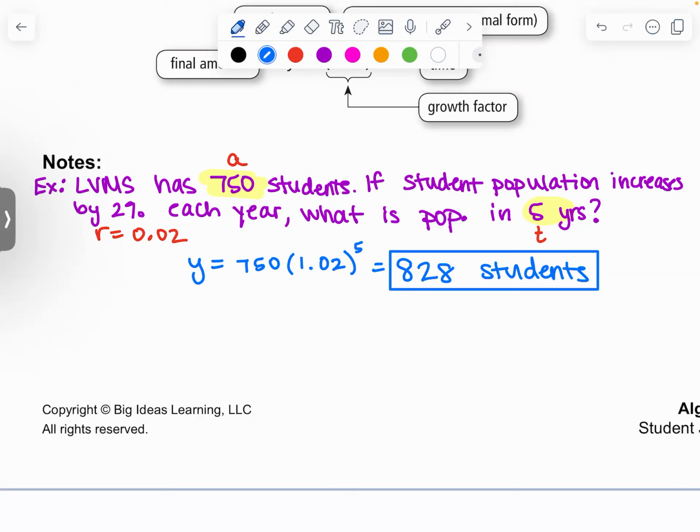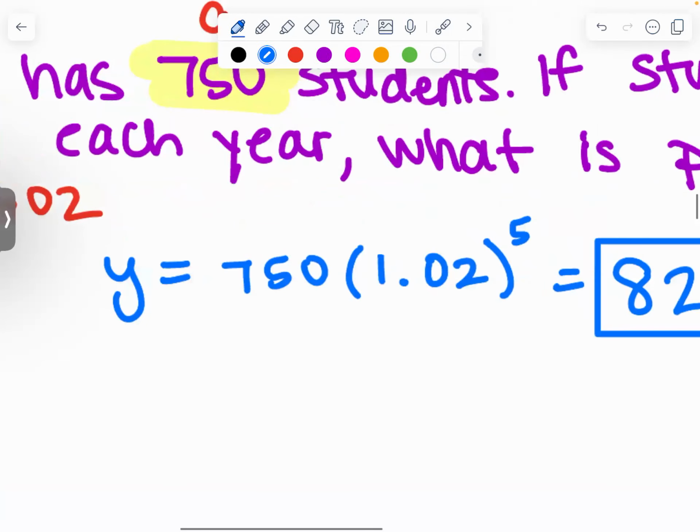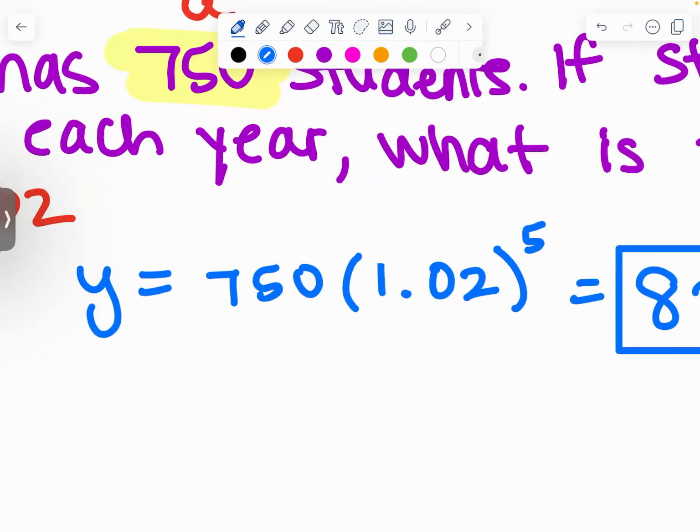Okay, go ahead and stop talking. Does everybody have the formula in blue written down? In our calculator, look up here. We're going to type in 1.02 to the 5th, so 1.02 caret 5. That gives you the exponent of 5. Hit enter. Then with that number, you can multiply by 750.